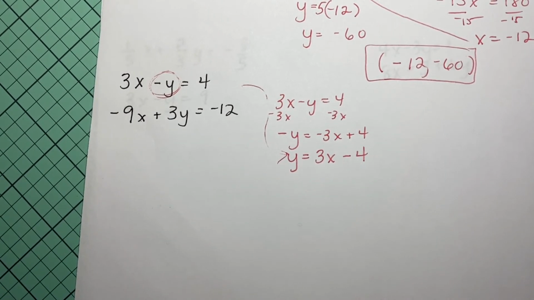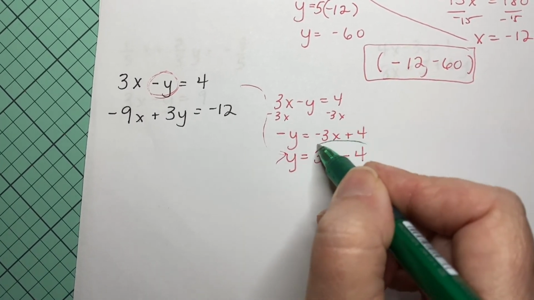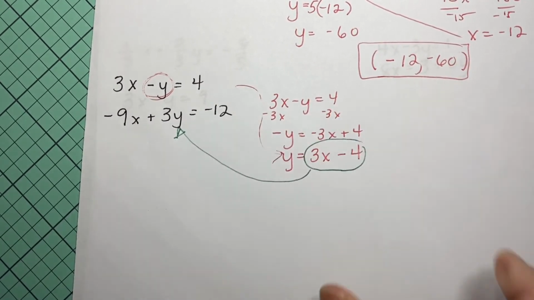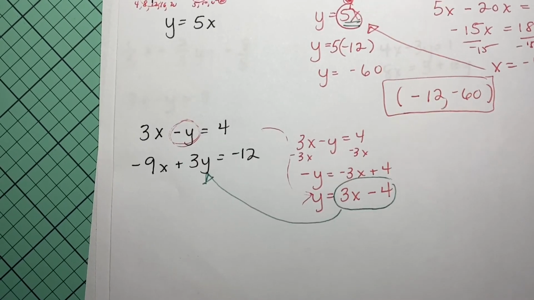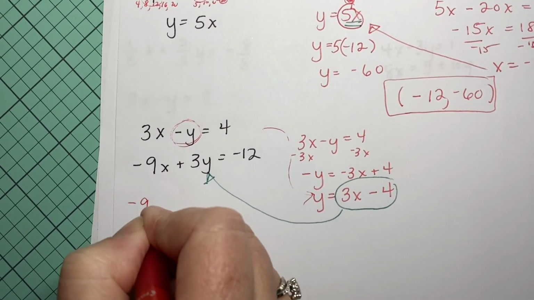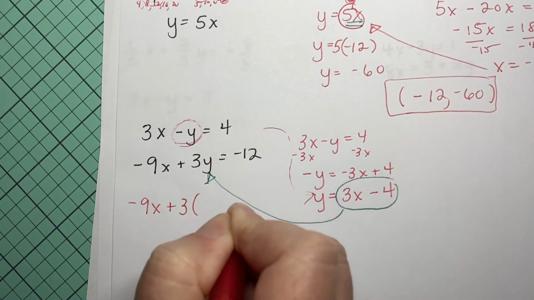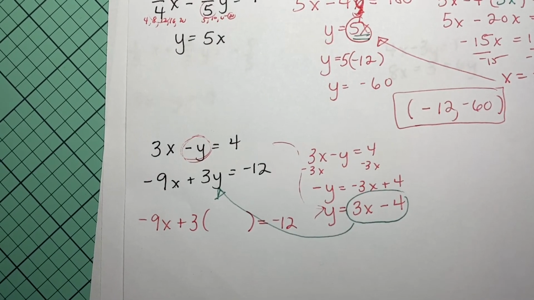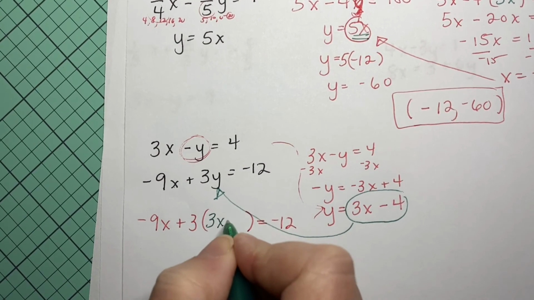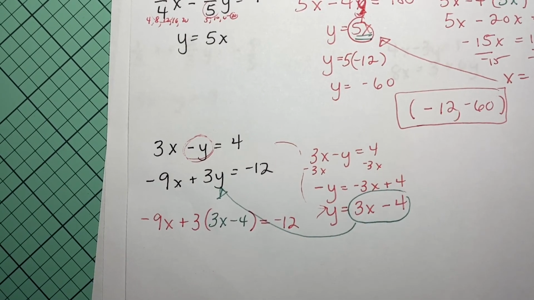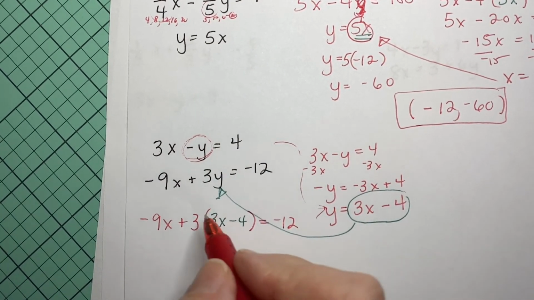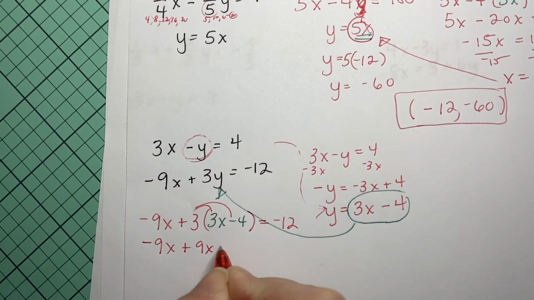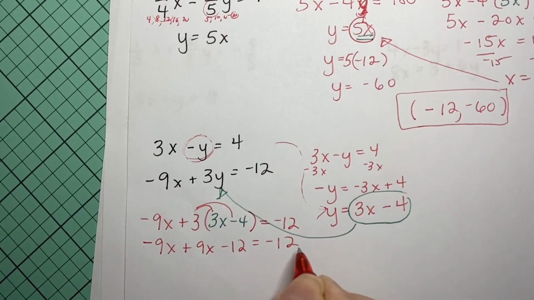And so now we know, let me get the screen pen. Now we know y is equal to this, and we can plug that in for y over there. And so this is going to become -9x plus 3 in parentheses. Remember, whatever you're plugging in goes into parentheses. And then inside that parentheses is going to be 3x minus 4. So for this one, we're going to have to distribute. So we get -9x plus 9x minus 12 equals 12.